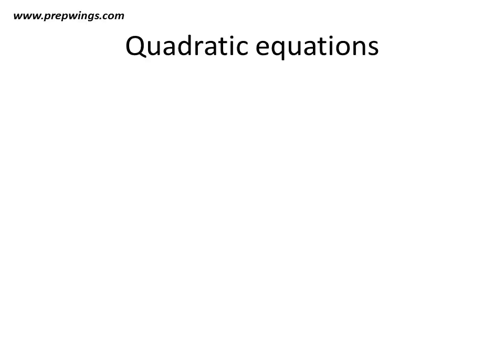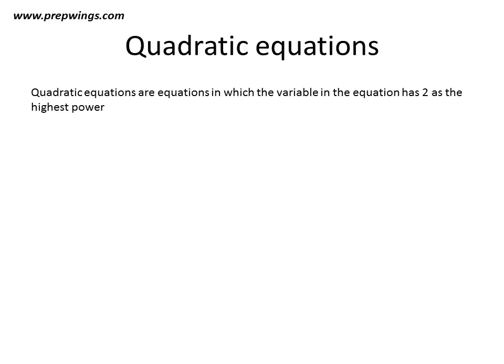In this video we'll talk about quadratic equations. Quadratic equations are equations where the variable in the equation has 2 as the highest power. For example, x square minus x plus 6 equal to 0 is a quadratic equation, because 2 is the highest power of the variable x.